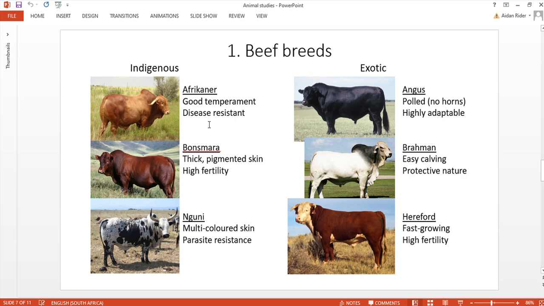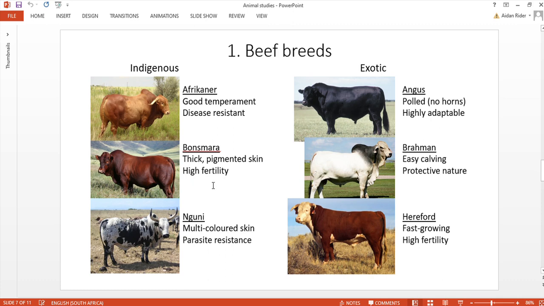Then we have, by the way, you guys need to know the names of the breeds, Afrikaner, meaning it comes from Africa. Then Bonsmara was actually made in South Africa. They have thick pigmented skin, so many of the time they're red, but they do have black skin. The skin is pigmented. Then they have very high fertility, so you'll get babies from them most of the time.